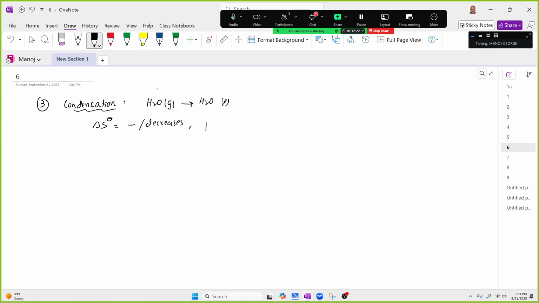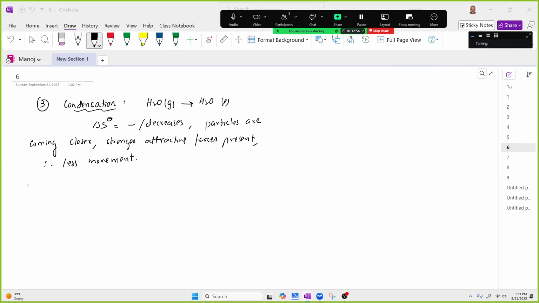And why? Because the particles are coming closer. So what happens when particles come closer? There are stronger attractive forces present. So because there are stronger attractive forces present, therefore there is less movement. Okay, is everyone clear on what I'm writing? Less movement.